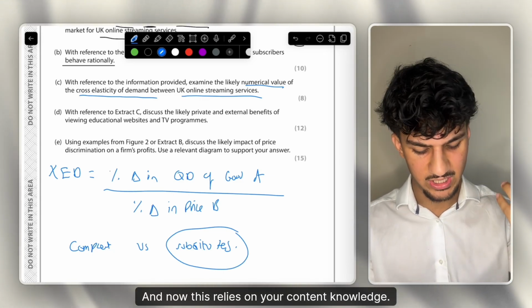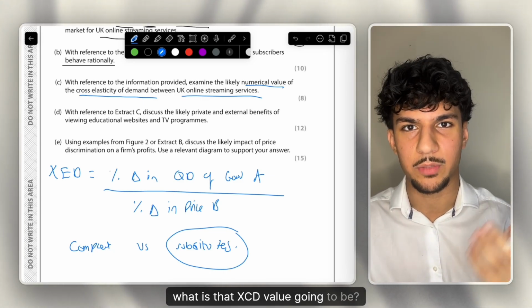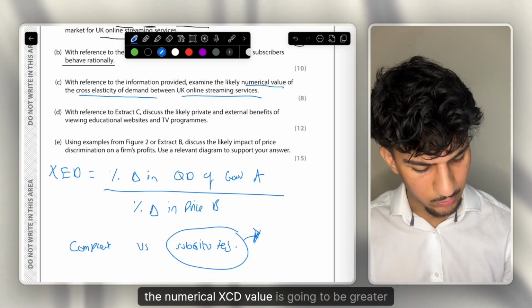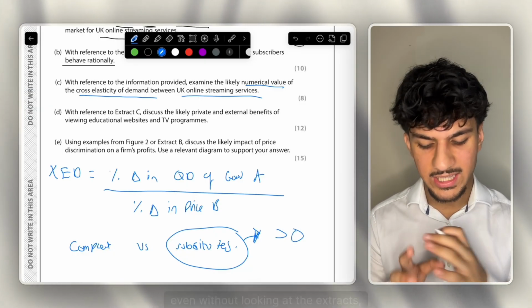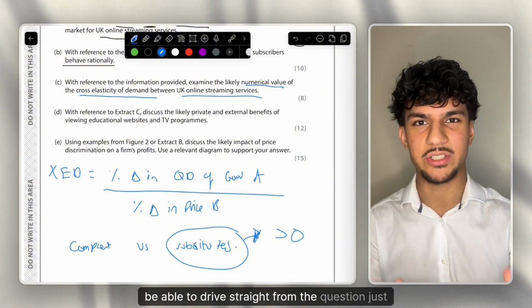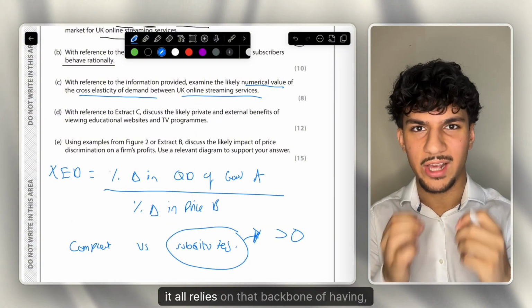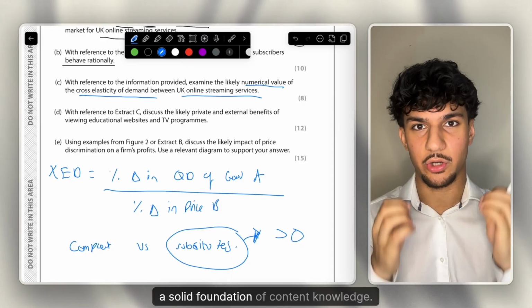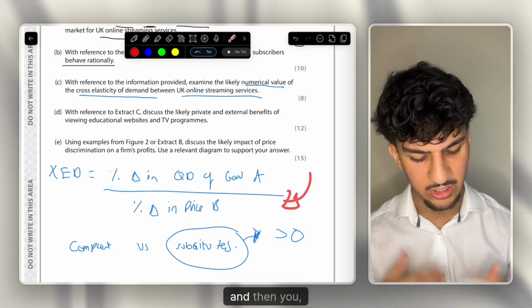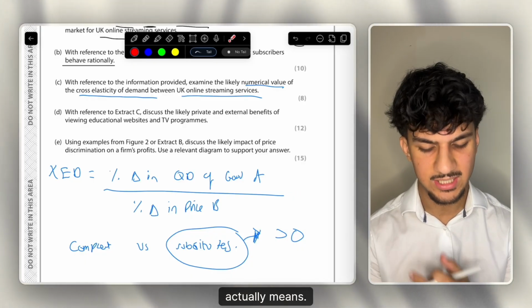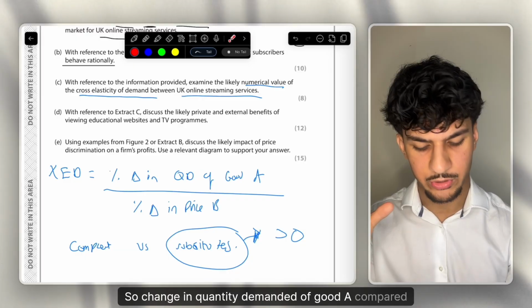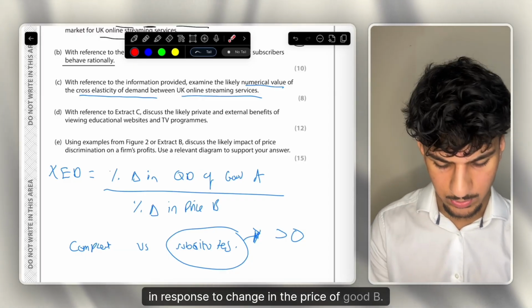And now this relies on your content knowledge. If they are substitutes, what is that numerical XED value going to be? If they are substitutes, the numerical XED value is going to be greater than 0. And now, even without looking at the extracts, that is some very simple knowledge that you should be able to derive straight from the question, just from using your own knowledge. And again, it all relies on that backbone of having a solid foundation of content knowledge. So the way I do this 8-mark question, 2 knowledge marks, secure them straight away with this formula, and then your other one would just be explaining what XED actually means. So it measures the change in quantity demanded in response to a change in price of good B. So change in quantity demanded of good A in response to a change in the price of good B.